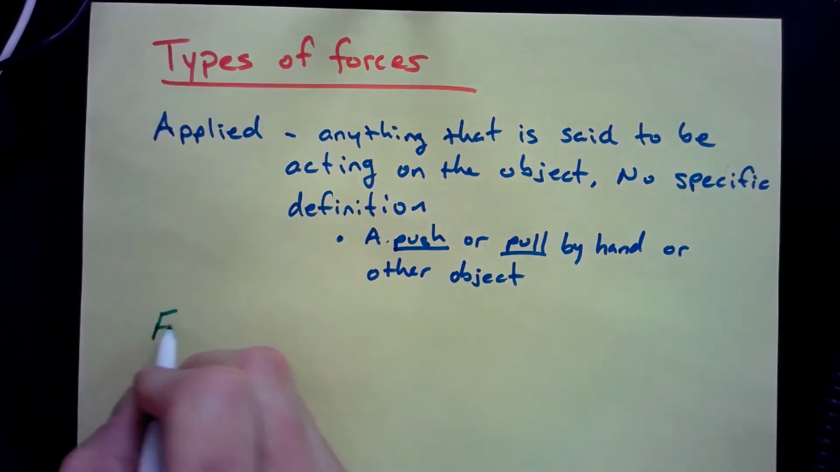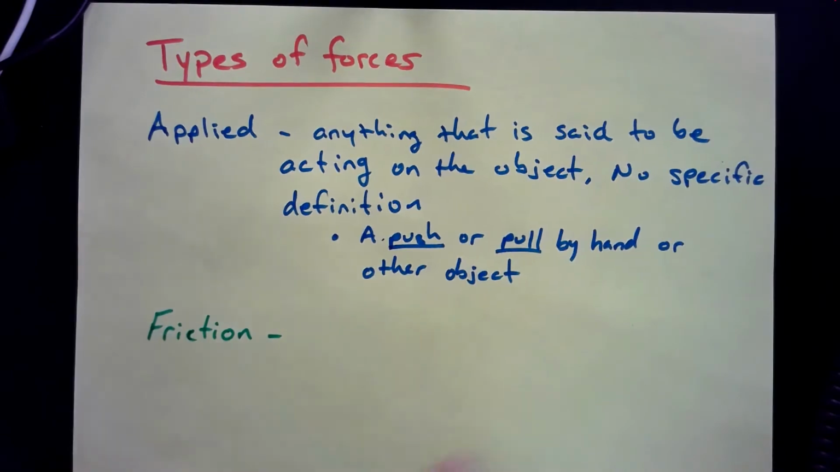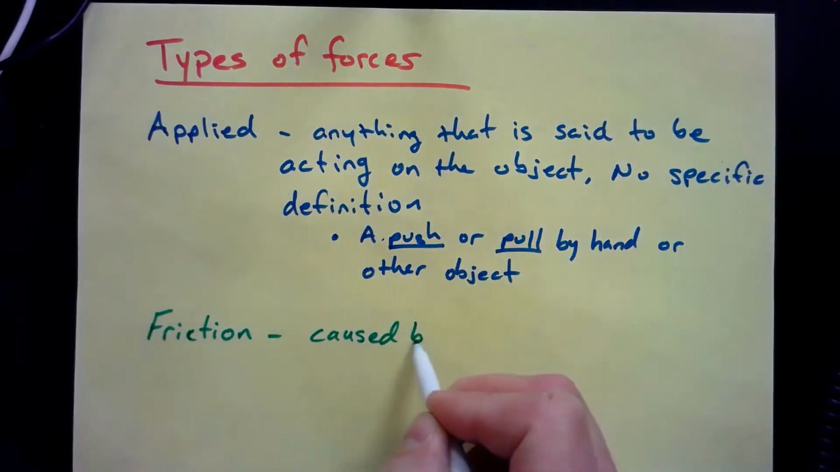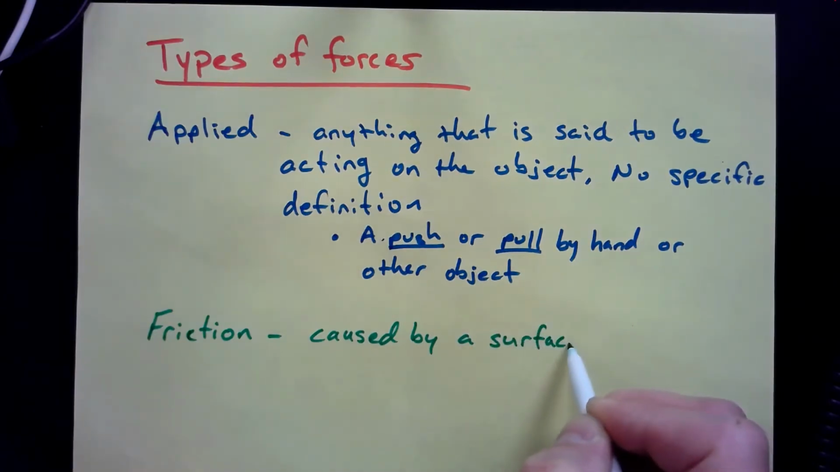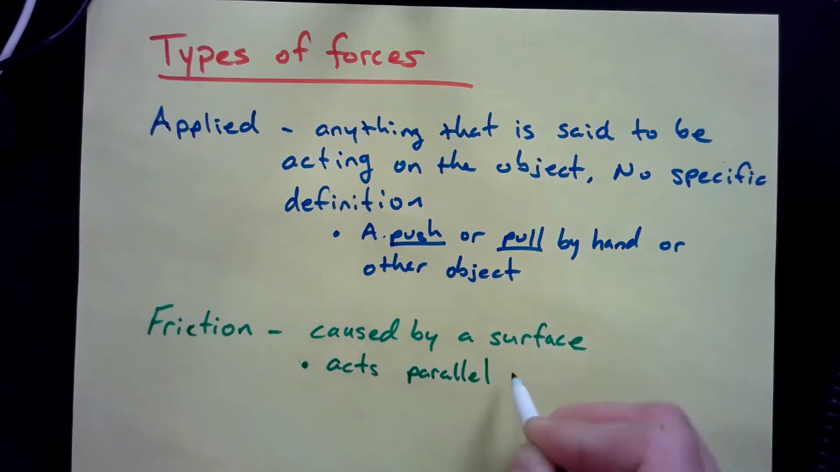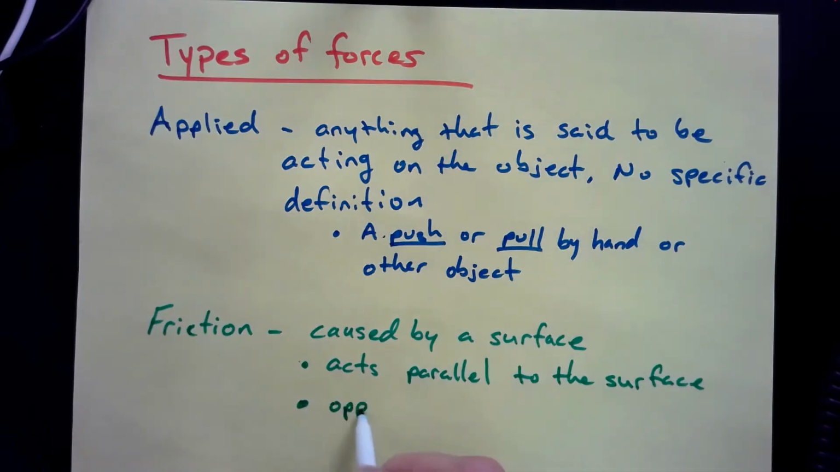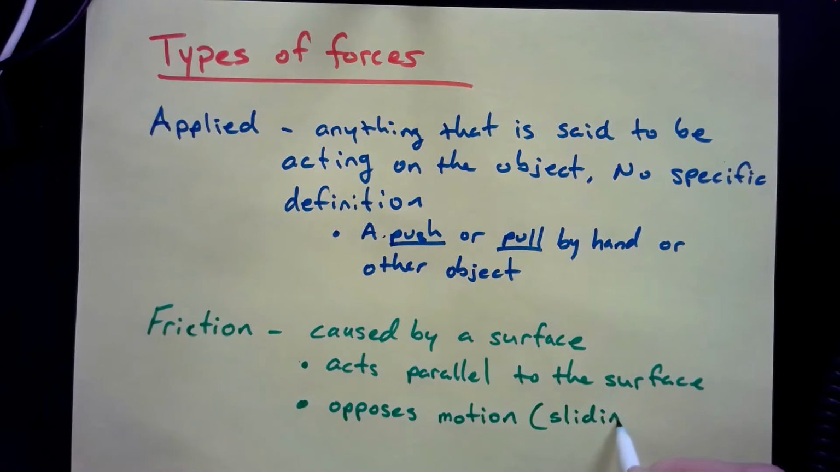Then there is friction. We are all somewhat familiar with friction. Now, friction has a specific definition here. It is caused by a surface, it acts parallel to the surface, and it opposes motion. And that type of motion would have to be sliding. All right. Now, it just has to act opposite the direction it is actually moving, or the direction that it would tend to move. So here are different examples.